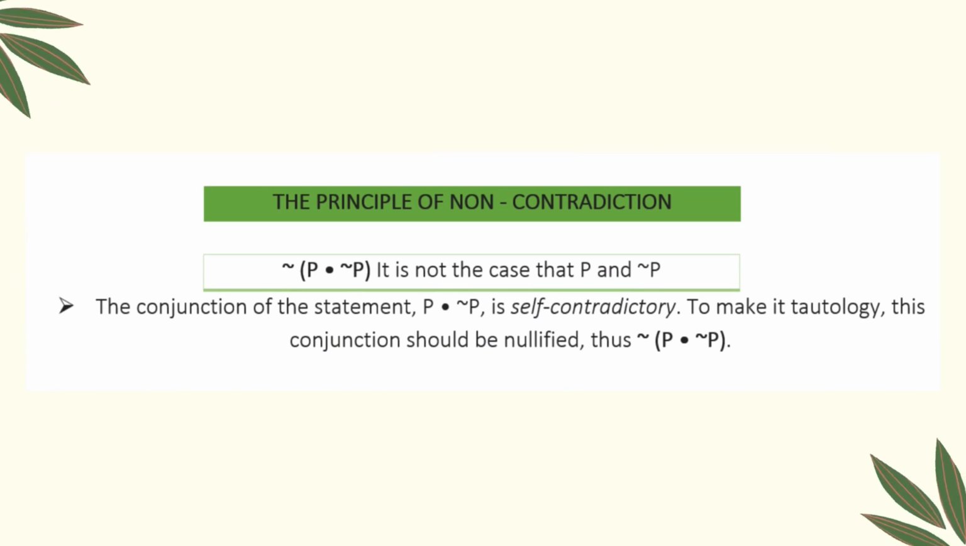Lastly, the principle of non-contradiction. The conjunction of the statement P and not P is self-contradictory. To make it a tautology, this conjunction should be nullified, thus, the negation of the quantity P and not P.